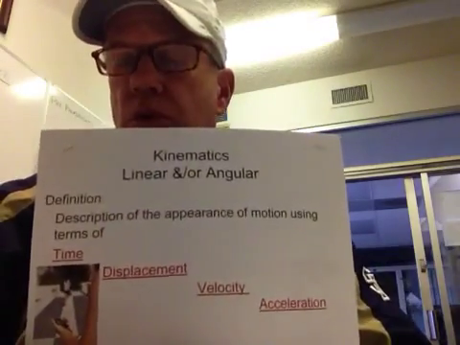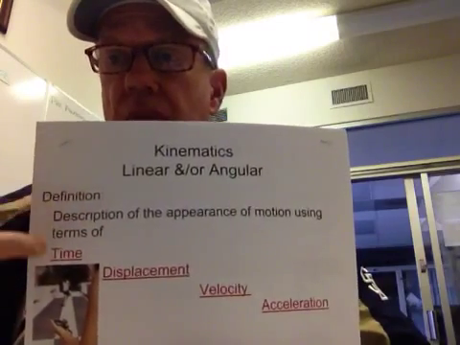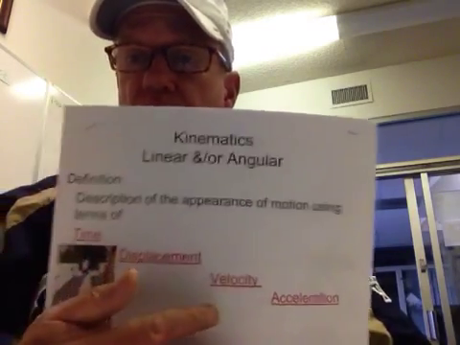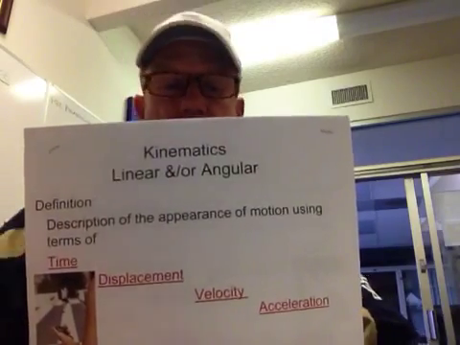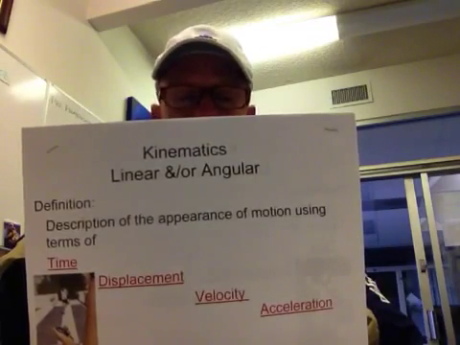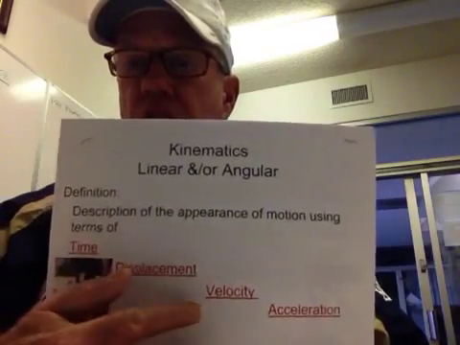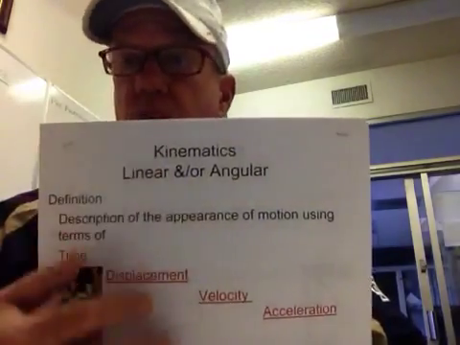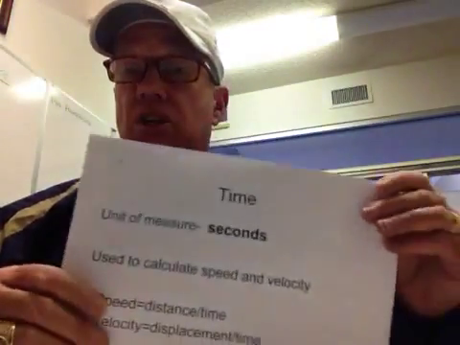When you're done preparing for class, you're going to know about the kinematic principles of time, displacement, velocity, and acceleration. That's what you're going to know. Okay? The definition of kinematics is the description of the appearance of motion using terms of time, displacement, velocity, and acceleration. You come to class having operational definitions and knowing the units of measure for each of those parameters.